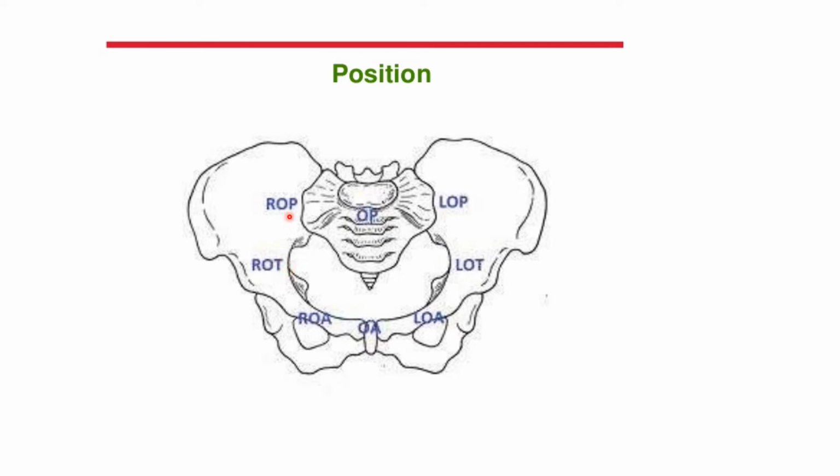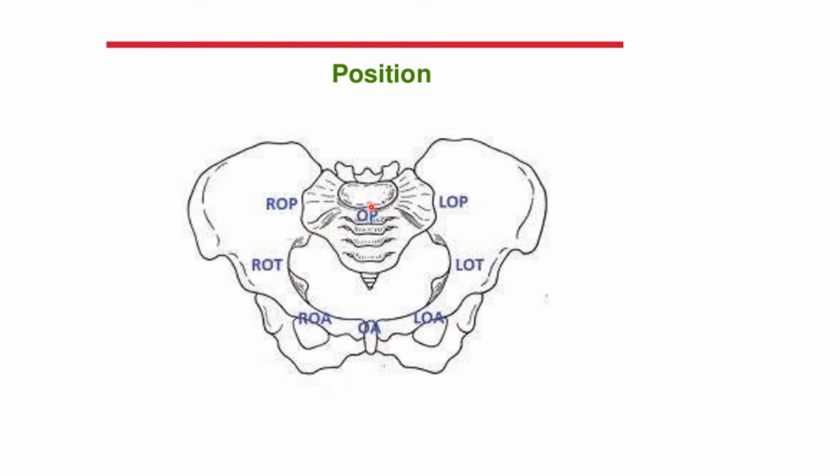And if the denominator is pointing towards the right sacroiliac joint, the position is right occipital posterior. Whatever I have told, the denominator is the occiput. That is, here I'm telling about the vertex presentation, which is a normal presentation actually.